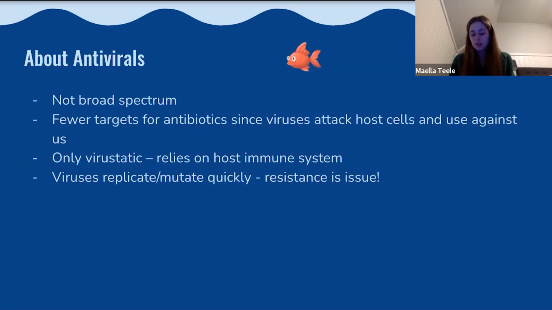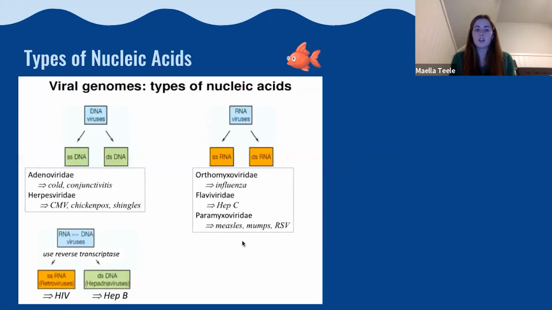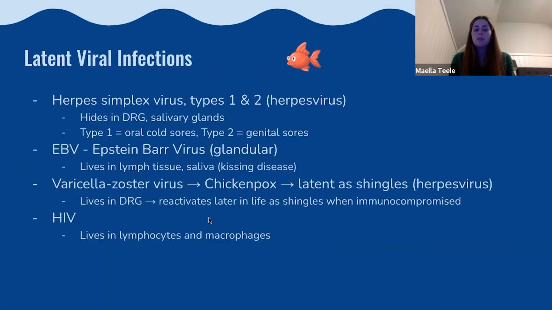And resistance is a huge issue with antivirals, because viruses can replicate and mutate very quickly. An important example being influenza. This is just something you can read through in your own time, the types of nucleic acids that you can have and the types of viruses that form. But there are some latent viral infections that we really try to combat with our antivirals.